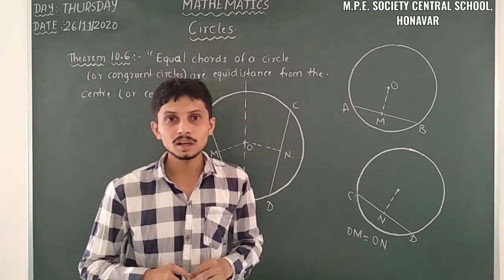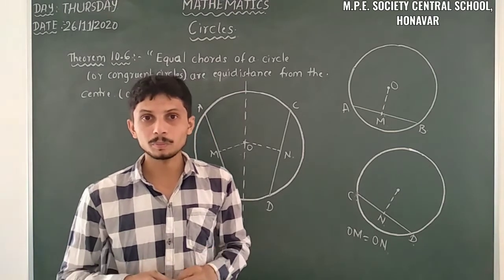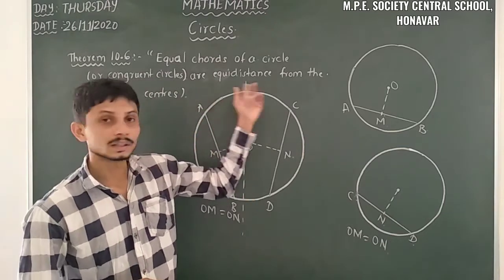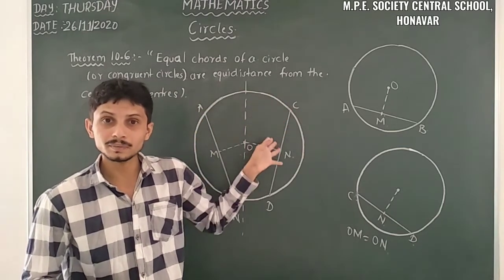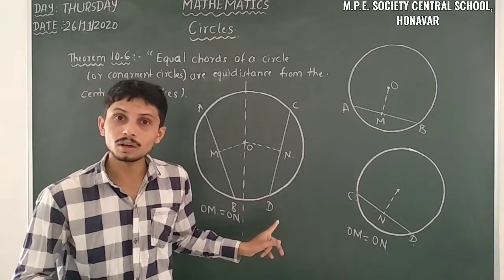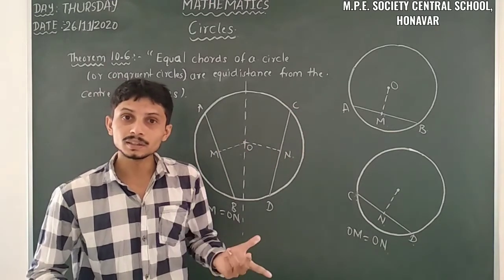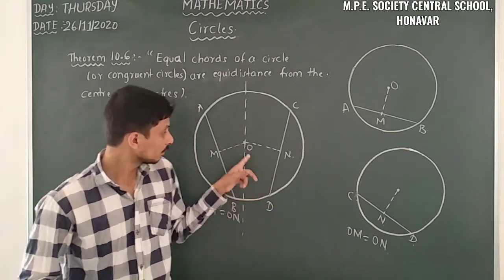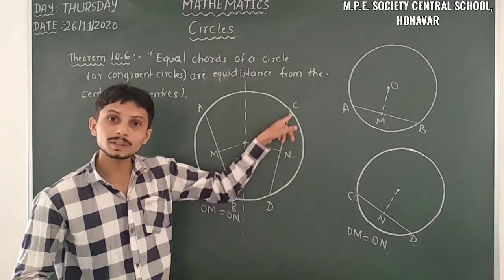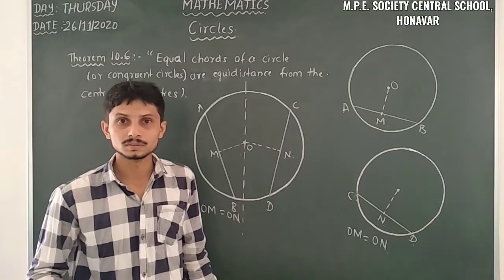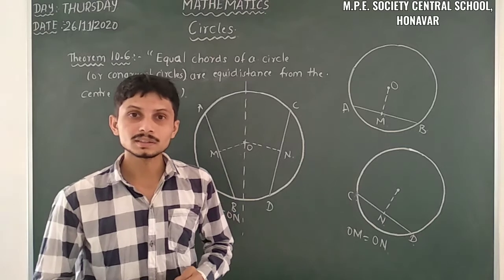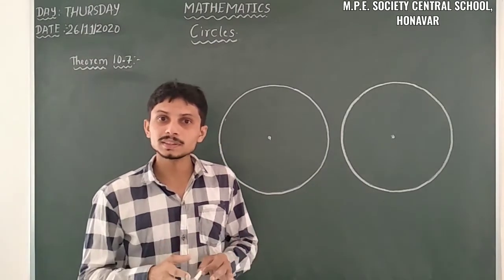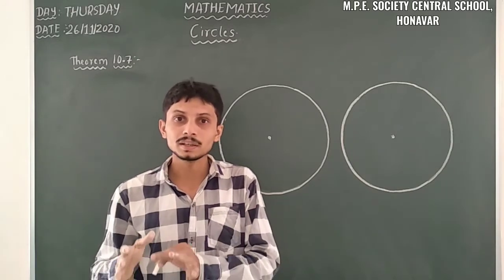So let us move on to the next theorem, theorem 10.7, which is exactly the converse of theorem 10.6. Already we know that we have to draw equal chords, but in this one we have to take the perpendicular distance first, and after that join the chords. So let us take theorem 10.7.